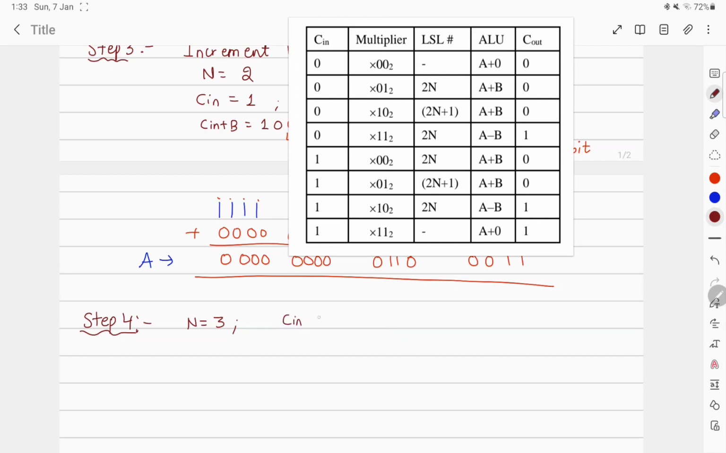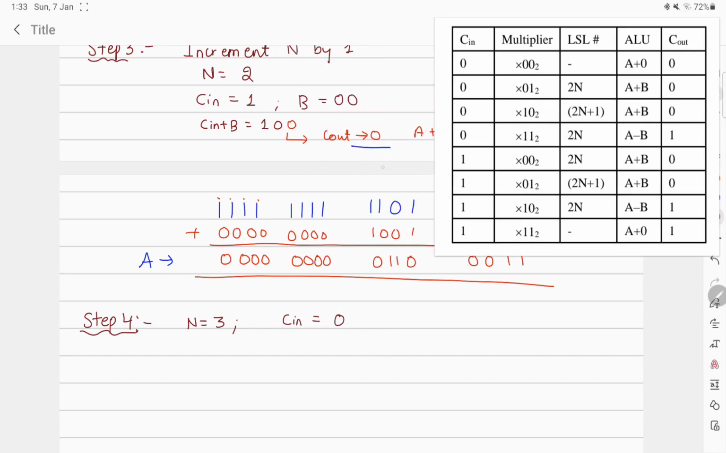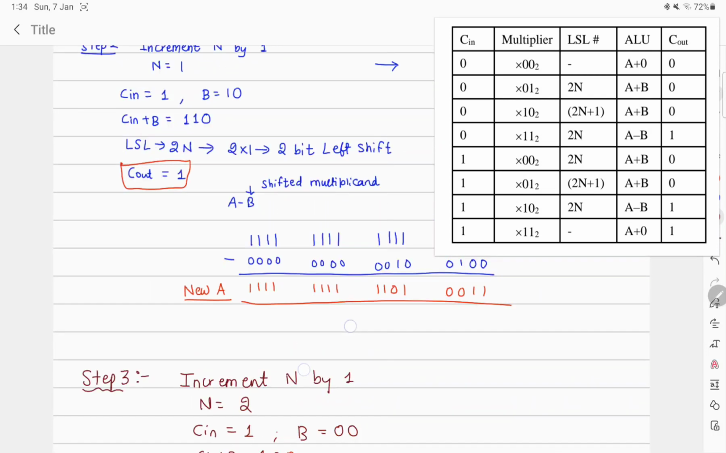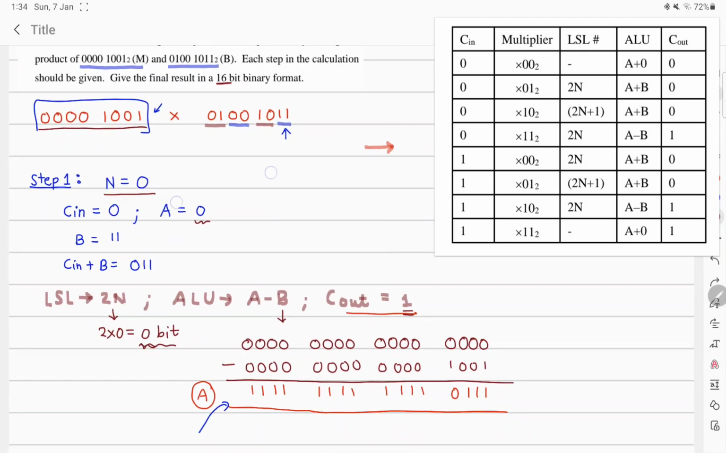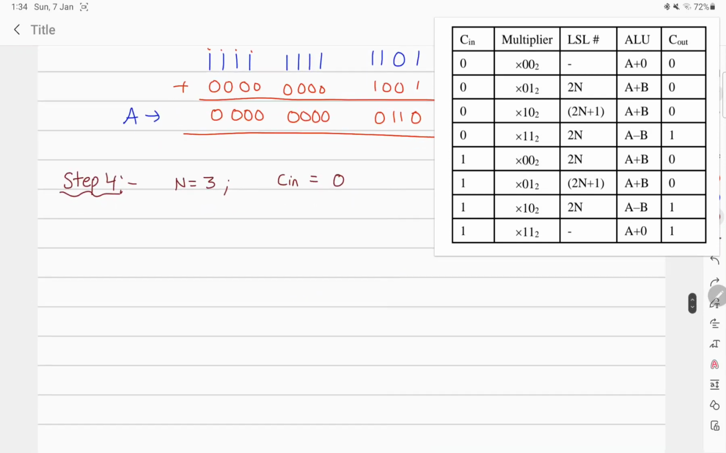What is C in? C in is 0, because C out was 0 previously here. So that is your C in. Now, what is the next 2 bit that you will have? That will be your last bit, so it is 0 1. So your B is 0 1. What is C in plus B? C in plus B is 0 0 1.